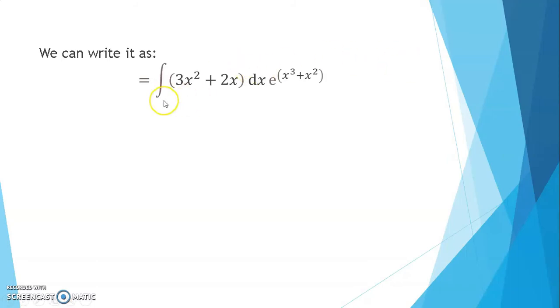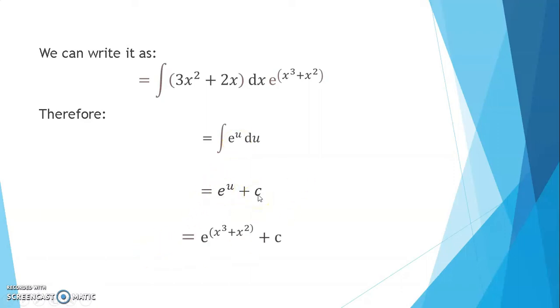we can write this as the integration of (3x² + 2x) dx and e to the power of x³ plus x². And then we substitute du, and here is u, so it will become like this, and we integrate it. It will become e^u plus c, and we will get e to the power of x³ plus x² plus c. Okay, that is the first question.